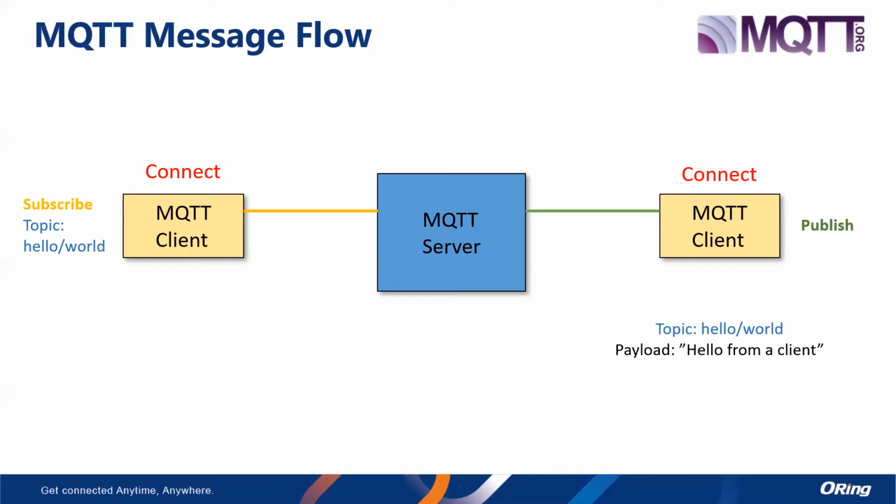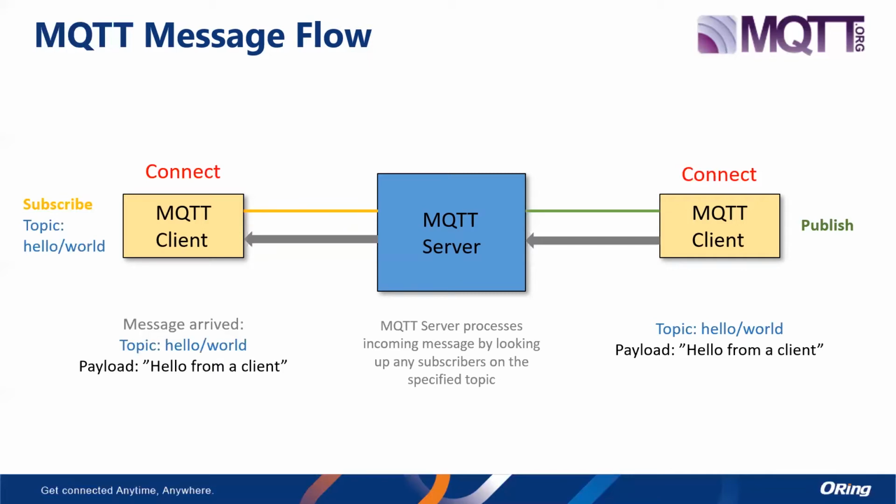When the client publishes this message to the topic hello/world, the MQTT server will receive it, and then it will check: is there any other client subscribed to this specific topic? The server will process the incoming message and look if there are any subscribers on the specific topic. And if the server finds a subscriber, then it will simply route the message to the MQTT client which is subscribed to this topic. In this case, the message arrived almost in real time to the topic hello/world, and the payload hello from a client is received on the first client from the left side.